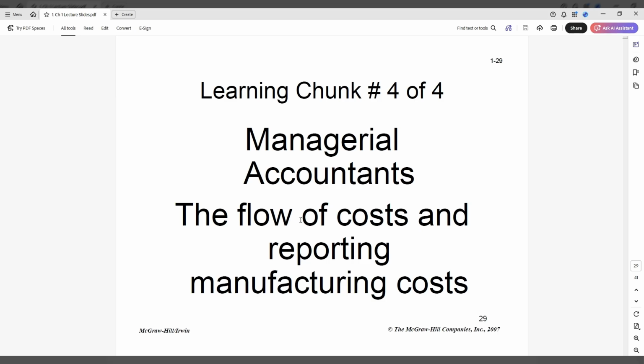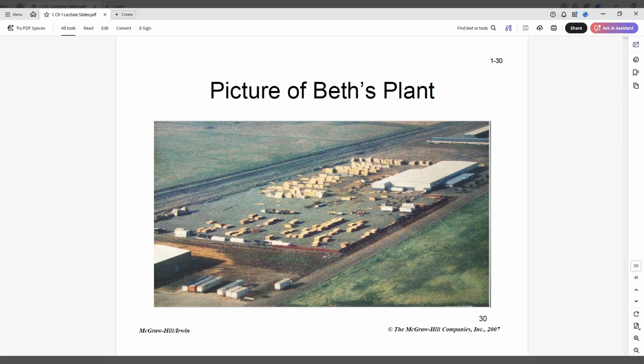Okie dokie. So let's move on to the last quarter of our chapter slide deck. In this section, we're going to talk about the flow of costs and reporting manufacturing costs. Our previous instructor who did a lot of work in accounting 4 and designing this class's materials retired in the summer of 2026, Beth Dunn.